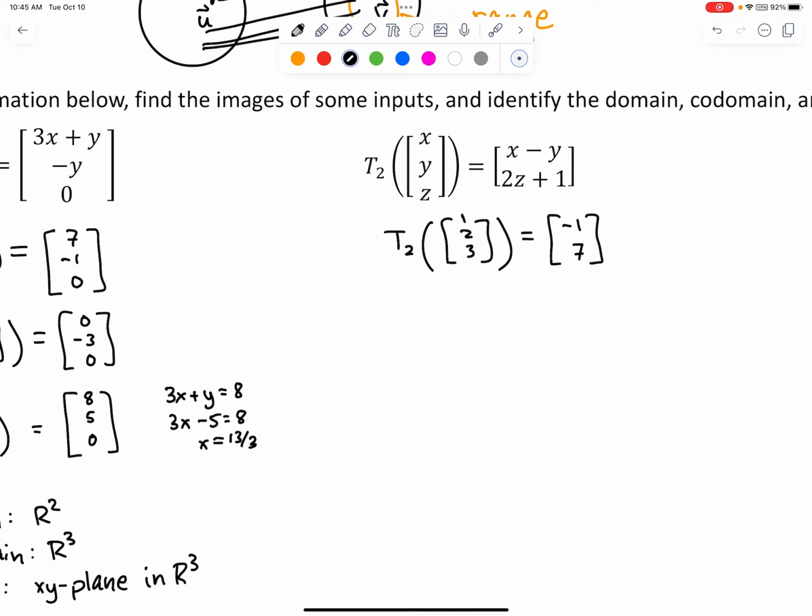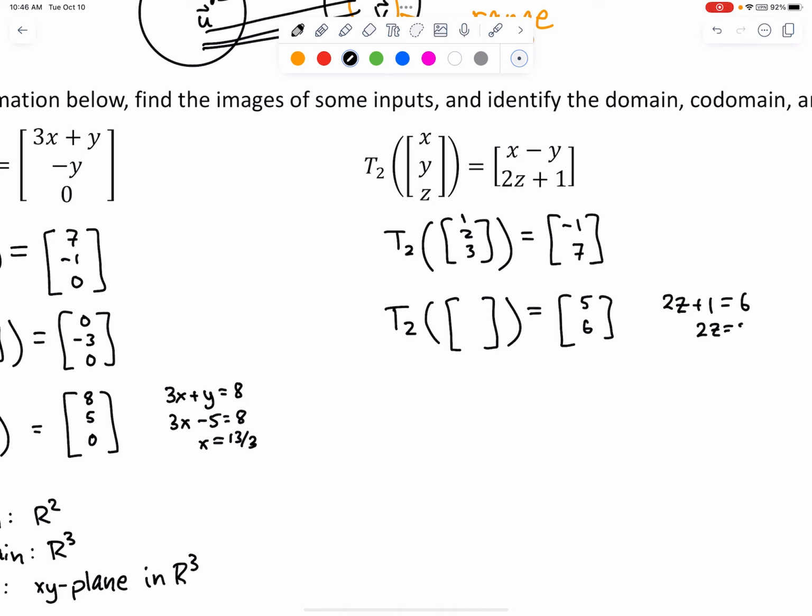Now I'm curious if it's possible to get any possible 2-dimensional output vector. So let's just make one up, say 5, 6. Is it possible to get this output? What would the pre-image of this vector be, or what would the input vector need to be? Well, in order to get the 6, we would need 2z plus 1 to be 6. So that would tell us that 2z has to be 5. Z therefore has to be 5 halves. So we need this third component to be 5 halves.